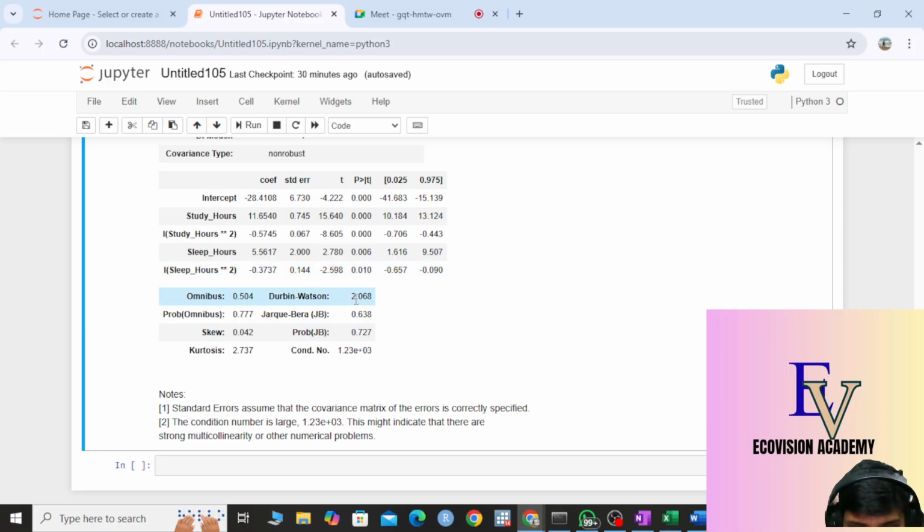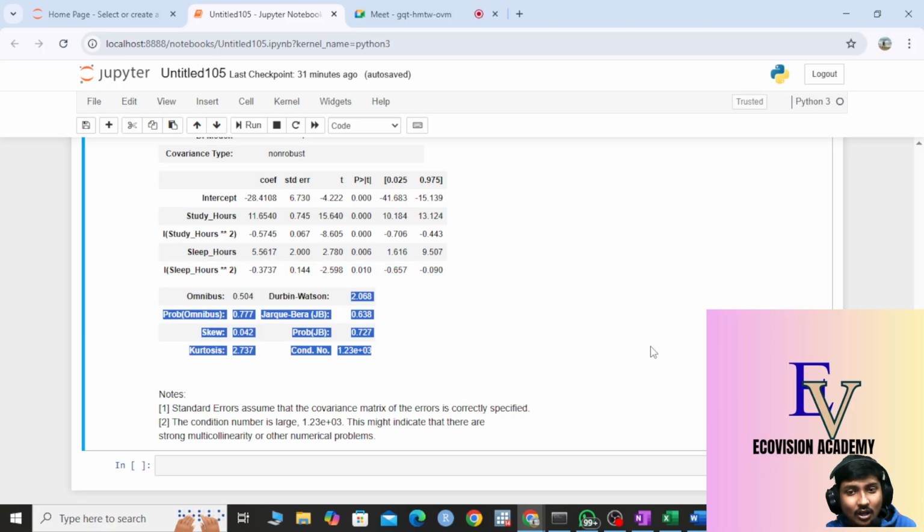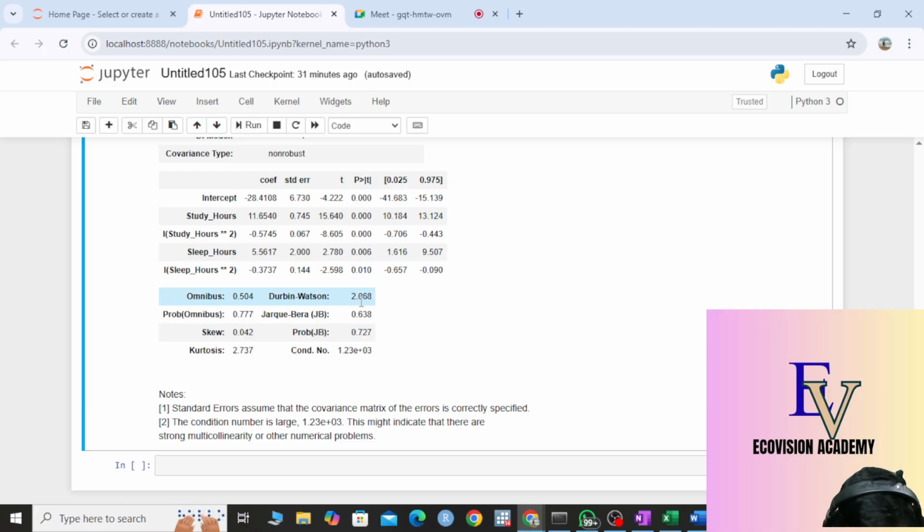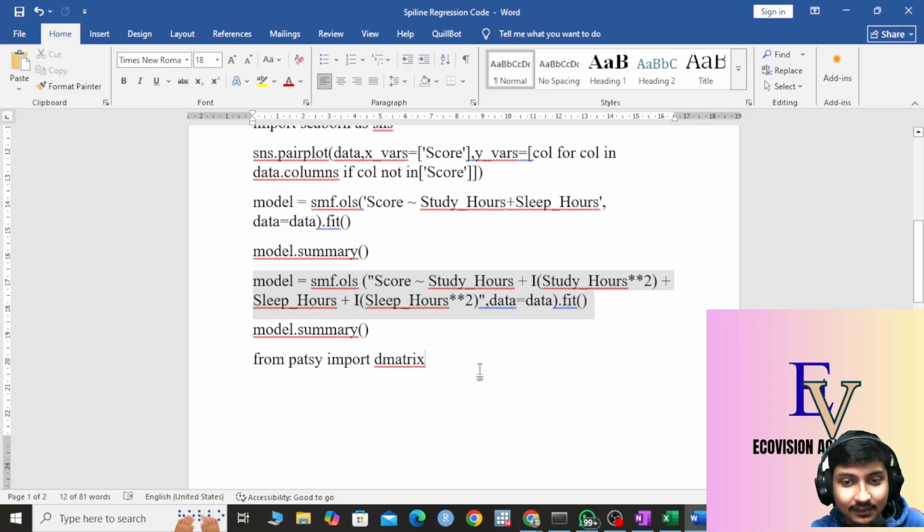Now go for the Durbin-Watson: is autocorrelation present or not? No, it is clearly equal to 2. And Jarque-Bera null hypothesis accepted because the value is 0.63, which is greater than the threshold. Okay, fine. Now we go to the next thing.